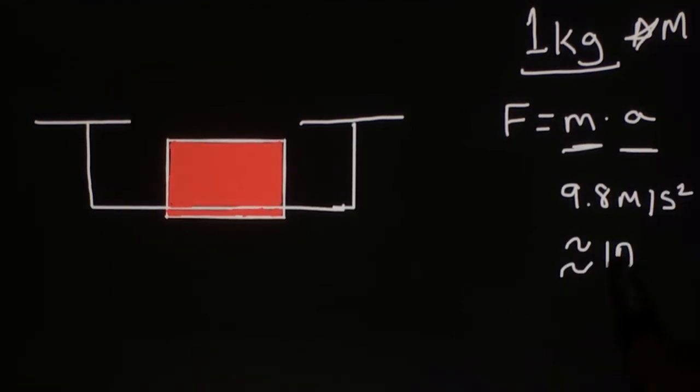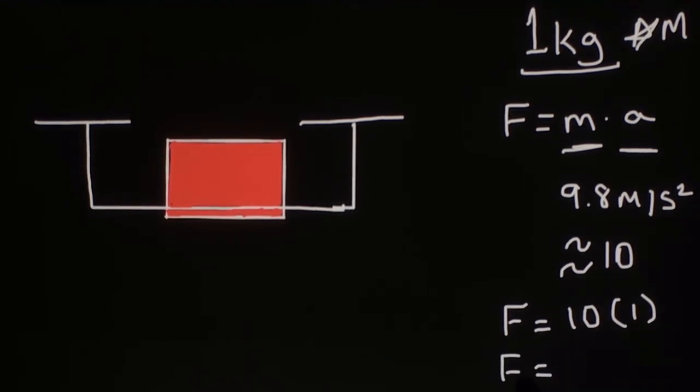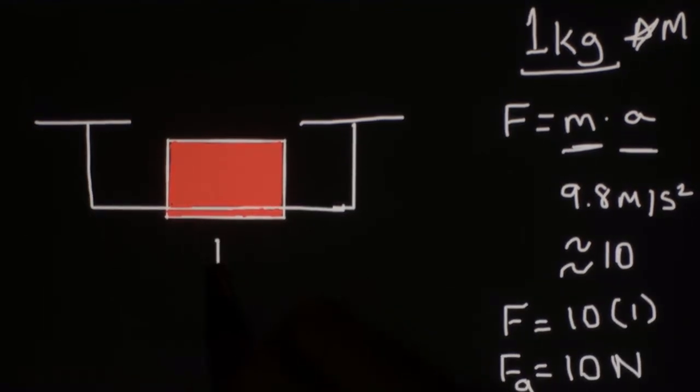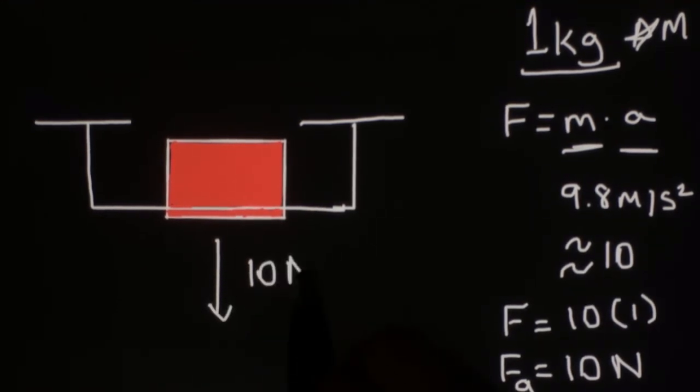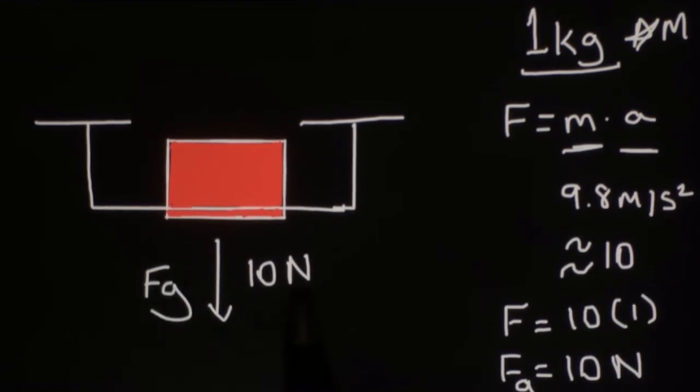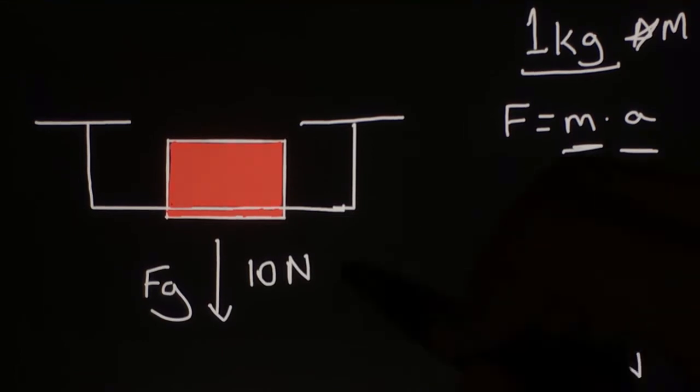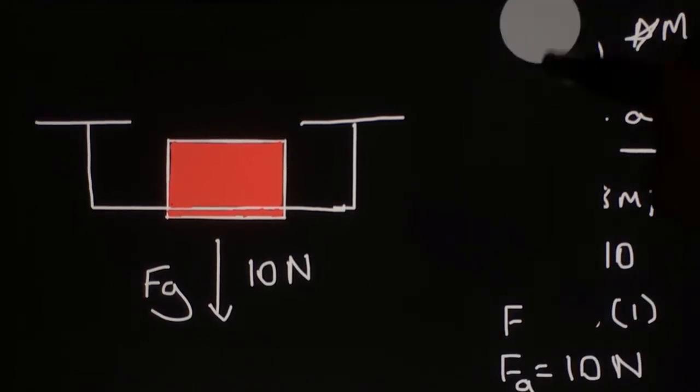So now that we know that, it's F equals 10 times 1, because 1 is the mass. That means the force, F of G, which is the gravity acting upon the drone, will be 10 newtons. So this little drone is going to be acted upon by 10 newtons because of gravity. We want this drone to be stable. And how do we do that?